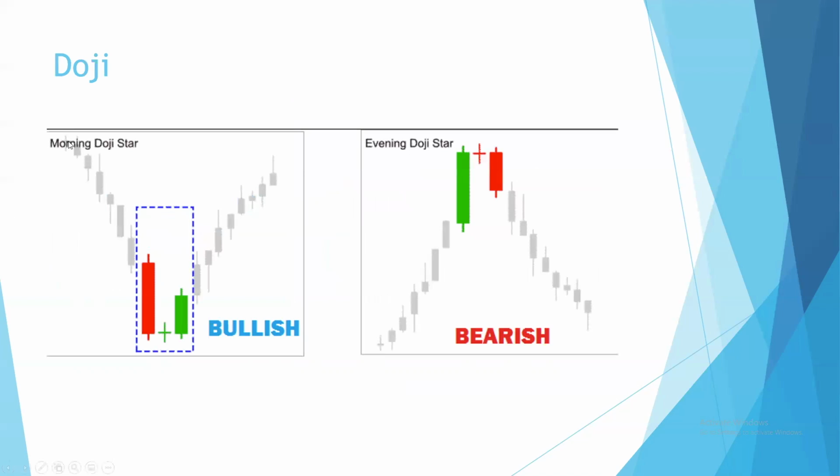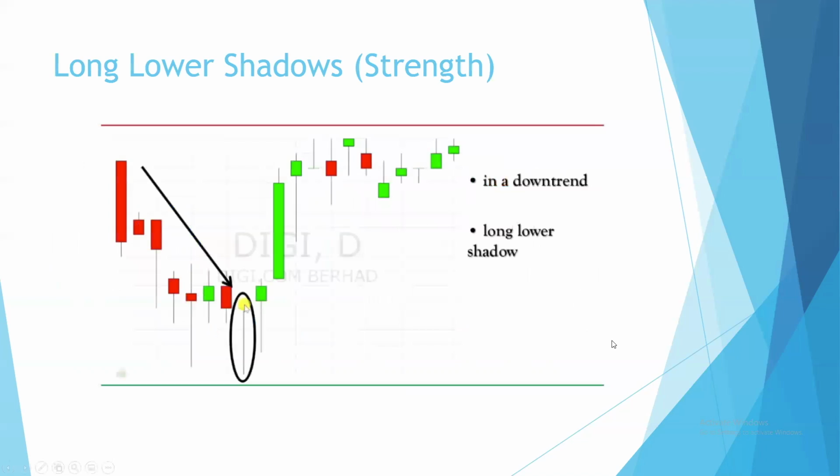Doji Star, stock's falling, falling, falling. Doji Star forms, stock's moving up, up, up. Bearish Doji Star, stock's going up, up, up. Bearish Doji Star, stock's going down, down, down, right? Long lower shadows, stock's going down, down, down.